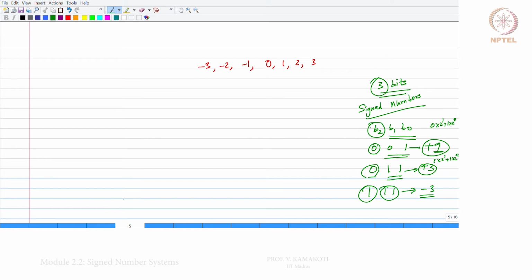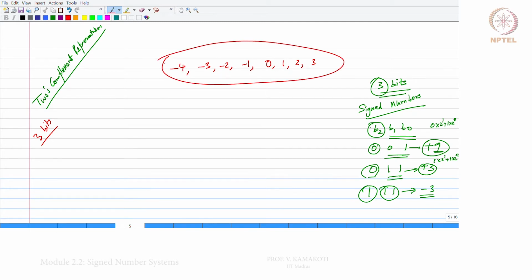So, now we will look at what we call the 2's complement representation. You would have learned this in your introduction to programming course, but I am quickly giving a recap of this 2's complement representation. Using this 2's complement representation, with 3 bits for example, we can represent this range, that is -4 to +3, and let me tell you how this is going to happen. So, let us see.